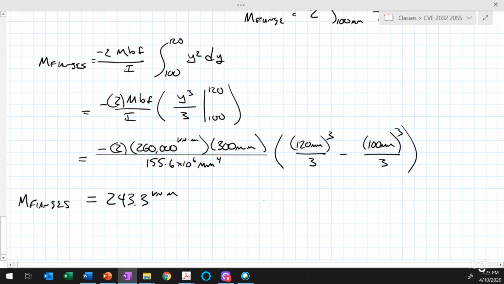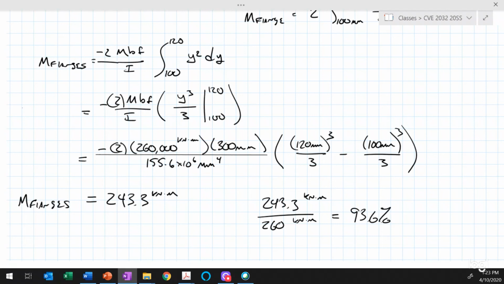So after going through all of that calculus, we can say that the ratio of the moments carried by the flanges to the overall is 243.3 kilonewton meters divided by the total moment, 260 kilonewton meters, which is equal to 93.58, or 93.6%. So the flanges carry more than 90% of the bending moment applied to the cross section, and the web doesn't carry very much bending moment. The reason is that the flanges are further away from the neutral axis, so they have a larger moment arm to carry a larger percentage of the moment. Now the web isn't there for nothing.